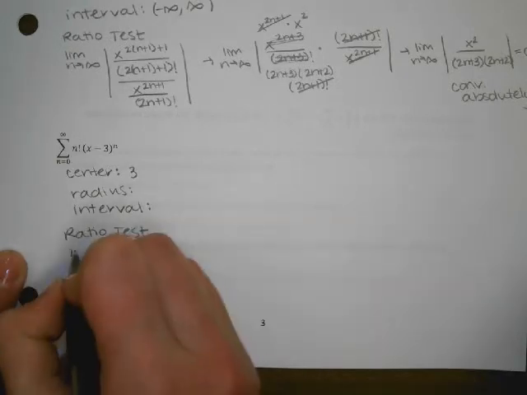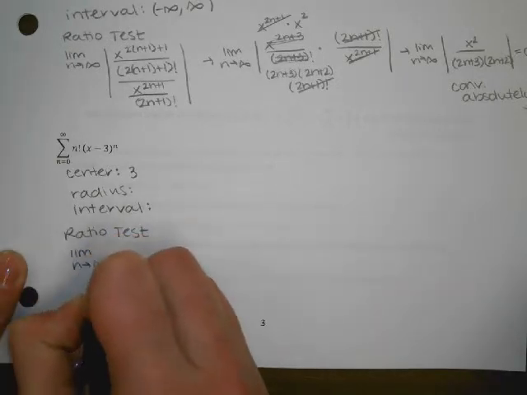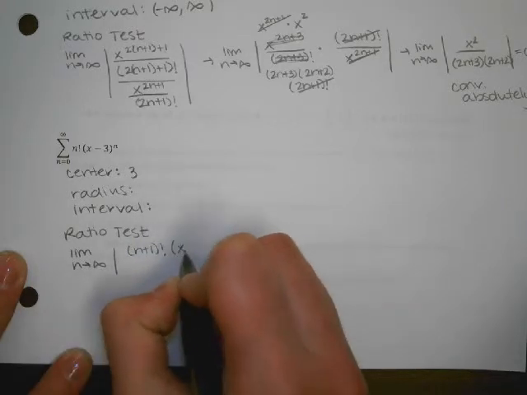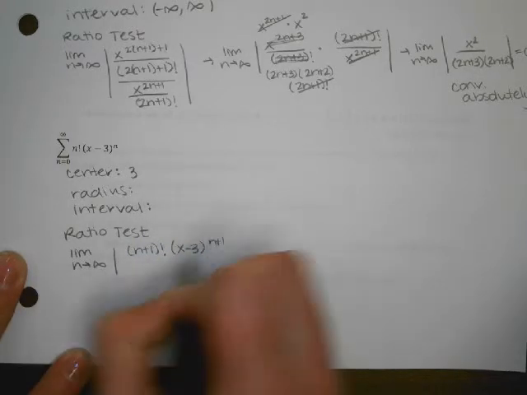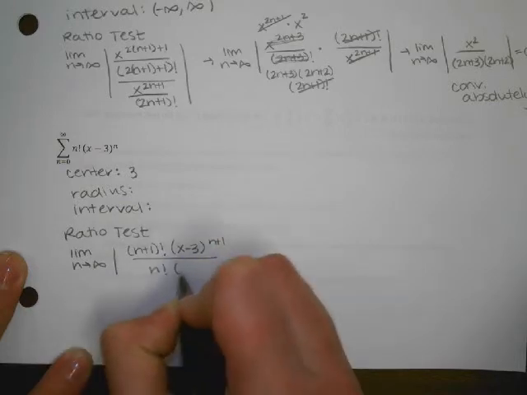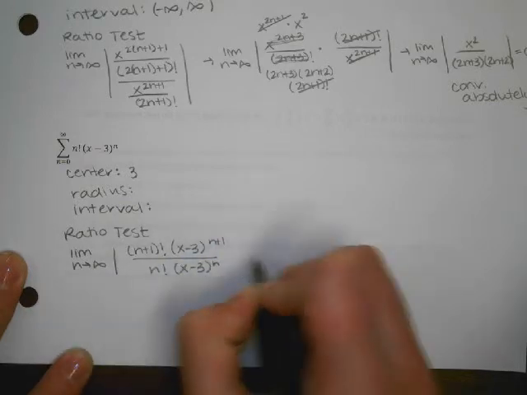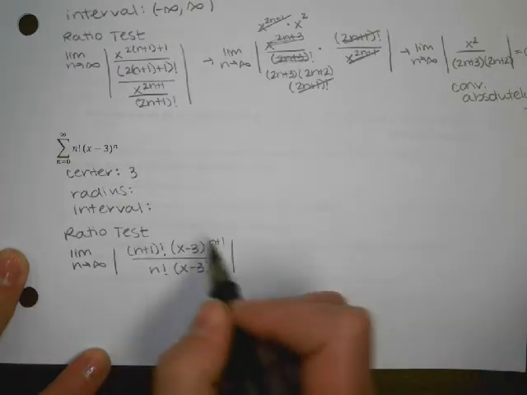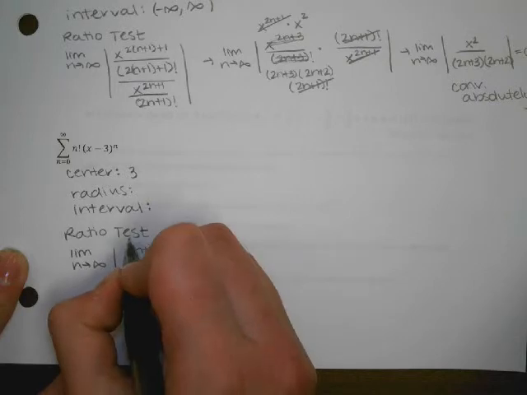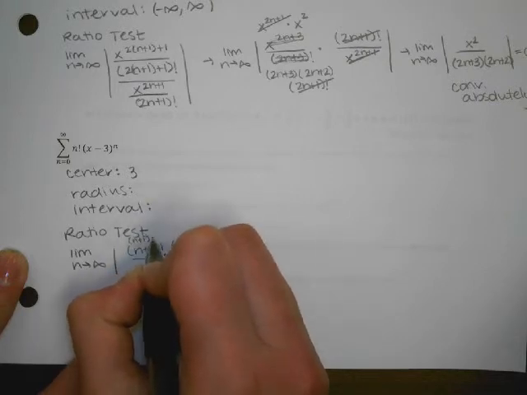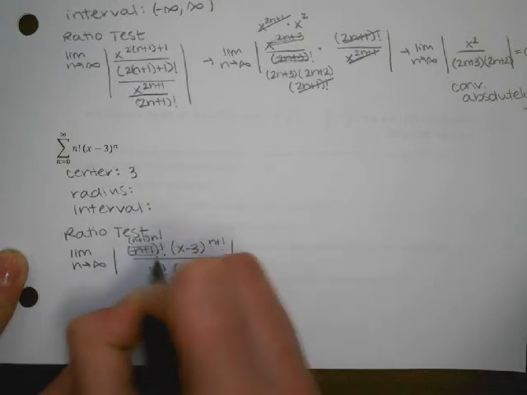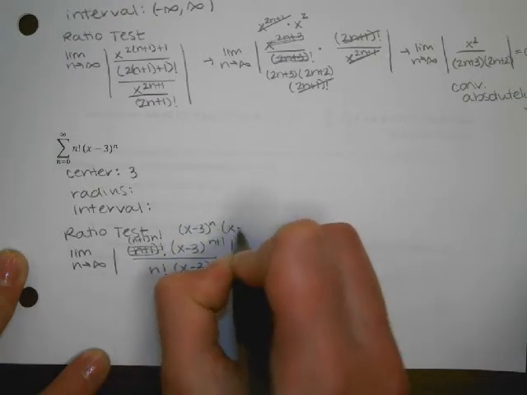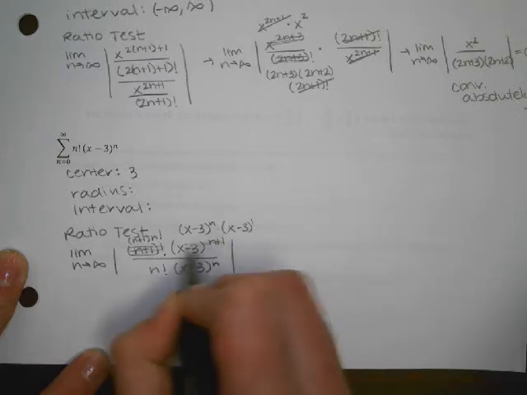And so I'm going to do the limit as n goes to infinity of (n plus 1) factorial times (x minus 3) to the n plus 1, divided by n factorial times (x minus 3) to the n. And so I'm going to rewrite some things so we can do our canceling. This one right here would be (n plus 1) times n factorial. And then this one would be (x minus 3) to the n times (x minus 3) to the 1.